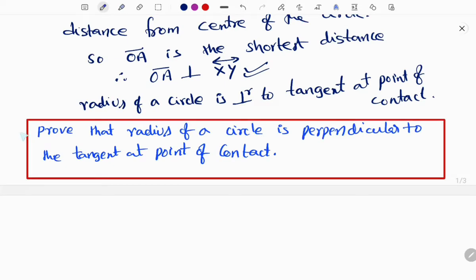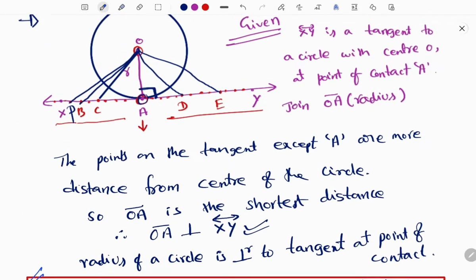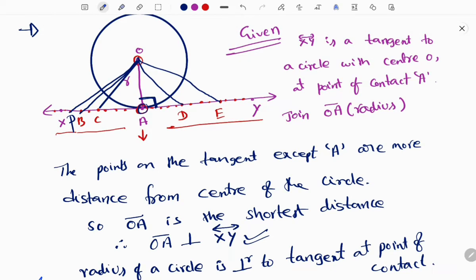Now they ask a question like this, for 4 marks: prove that the radius of a circle is perpendicular to the tangent at the point of contact. Then you can write like this. That is the answer. Now the next point is the number of tangents.